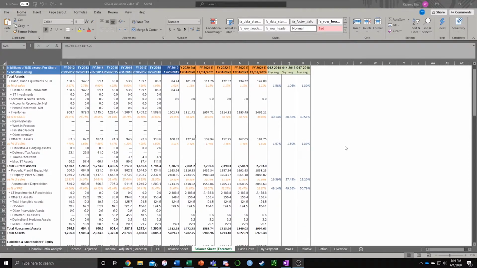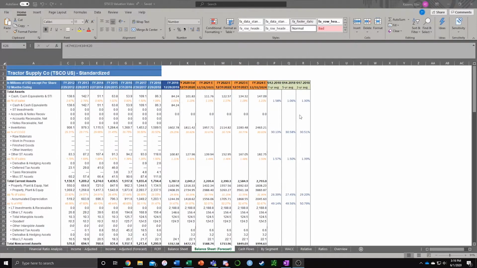All right, so we see in the balance sheet here a pretty similar pattern of using a stable ratio and moving forward with our averages to get an idea of what the trend looks like.